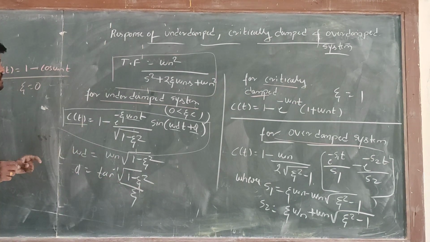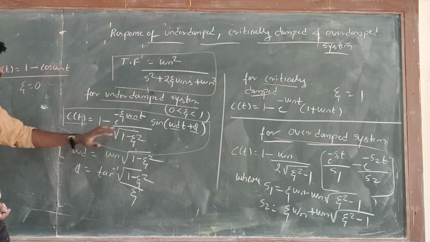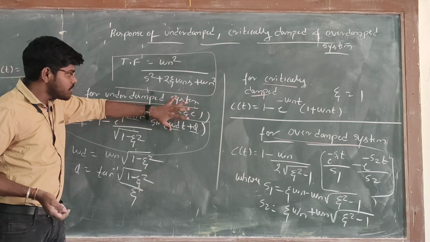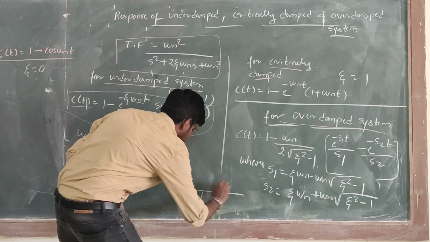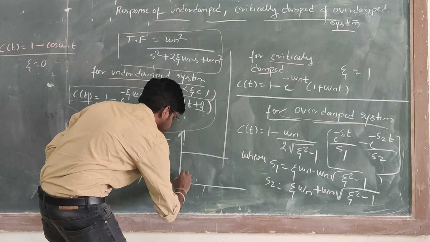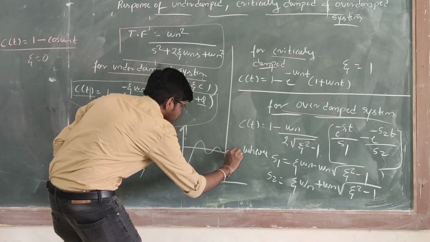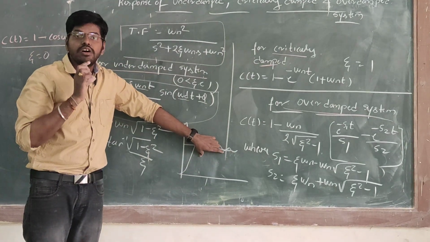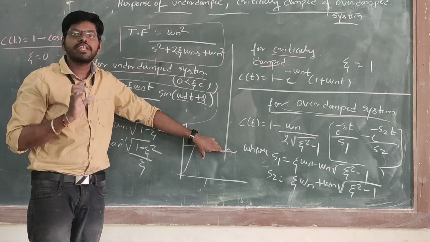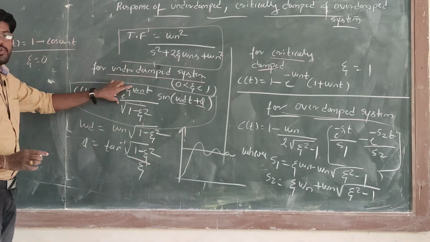Most of the control systems are designed with a damping factor between 0 and 1. For this damping factor, the response of the system will be oscillatory. The response of the system will be like this. Hence you can find the time domain specifications for the underdamped system only.